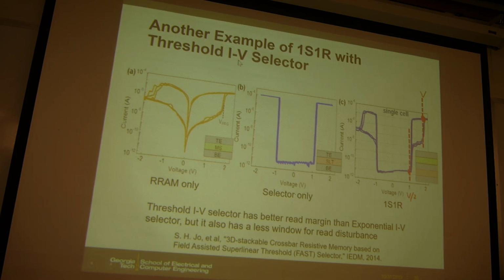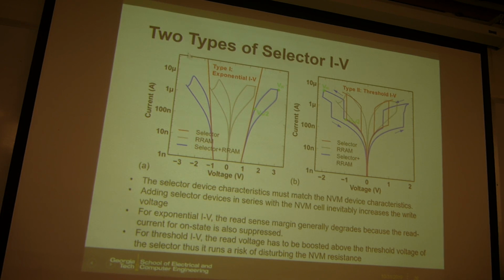So this is another example, and here is a quick summary. There are 2 kinds of selector. One is based on exponential I-V, which is the first example, where the red curve is the selector and the I-V is exponential. The second one is called threshold I-V, which is very abrupt after the turn-on point. Of course the threshold I-V is better, but it depends on the on-off ratio.